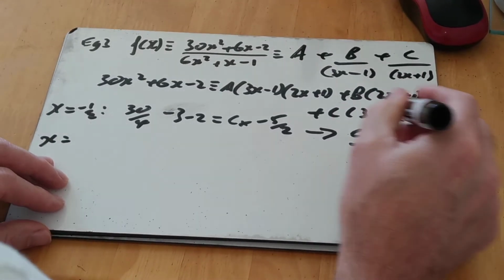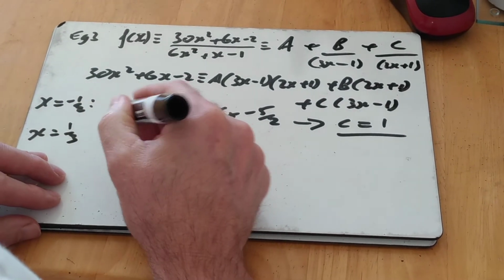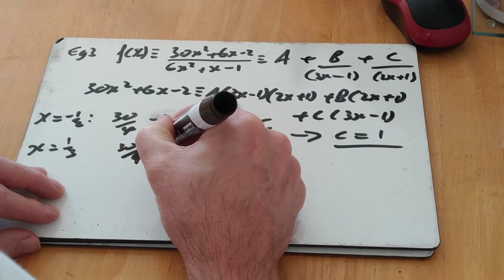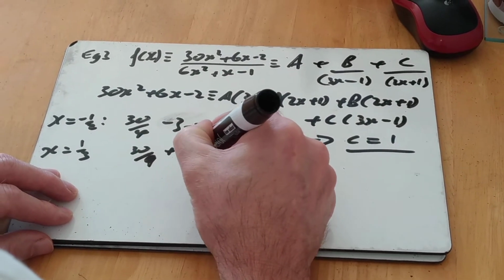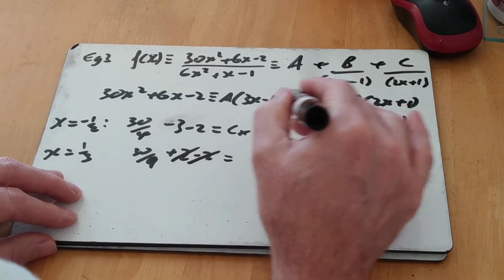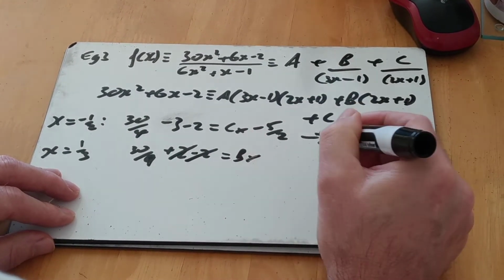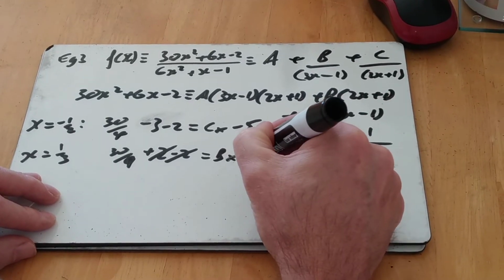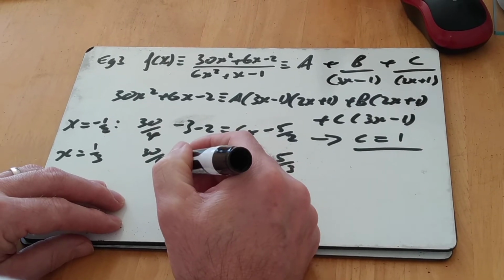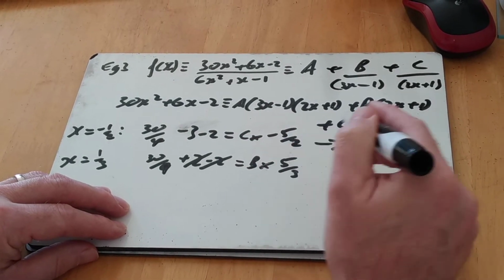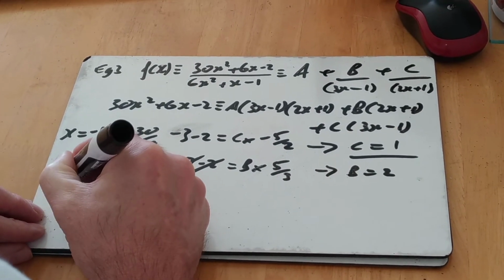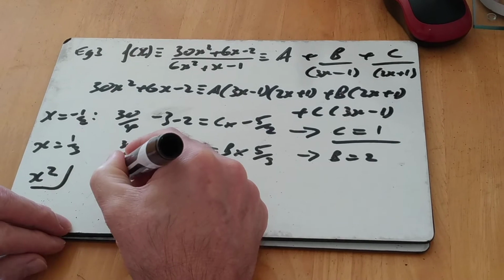x equals, what's the other value? A third. So we get 30 over 9, plus 6x, plus 2 minus 2, that cancels out nicely, we can simplify that, equals, that goes to 0, that goes to 0, b times 2 thirds plus 1, 5 thirds. So 30 over 9 is 10 over 3, the over 3 is cancelled out, b is 10 over 5, b equals 2. And the last one, to get a, match x squared up.